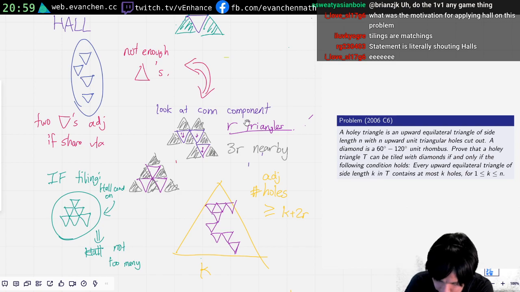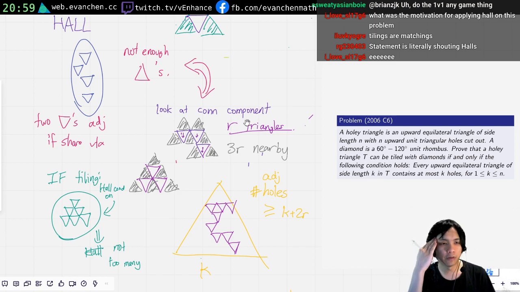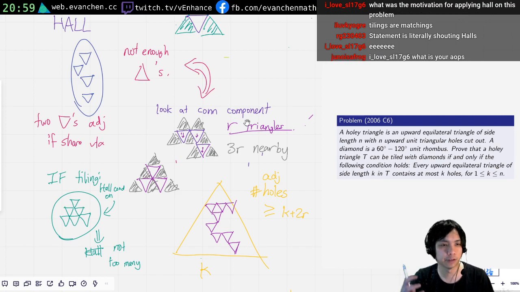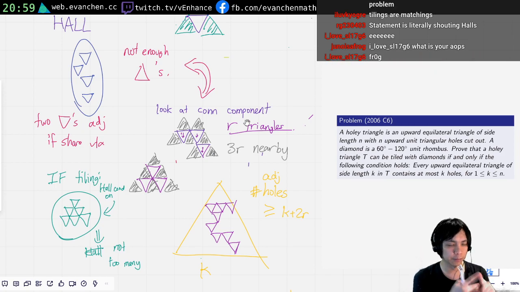Tilings or matchings, I think, is the... Well, first of all, the reason it reminded me of Hall was not because of the shape of the statement, but because of the type of the statement. It's a local thing. You can imagine k is much smaller than n. This small obstruction somewhere screws it up for the entire big polygon. That's sort of what Hall's theorem lets you do.